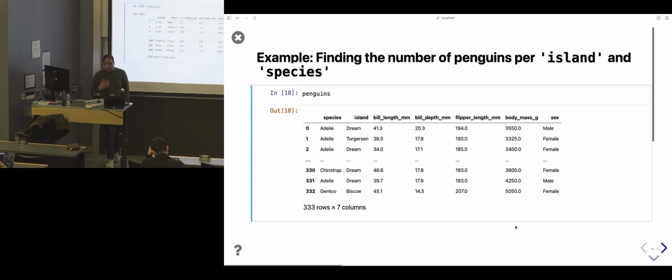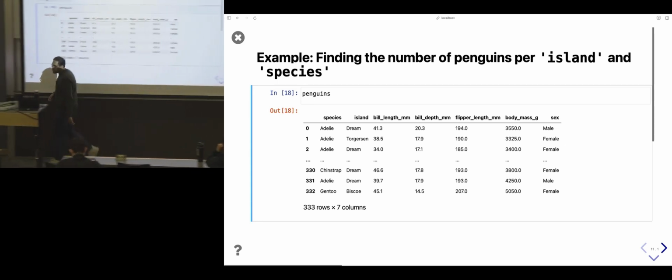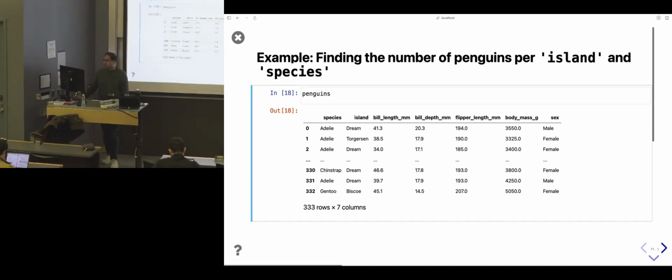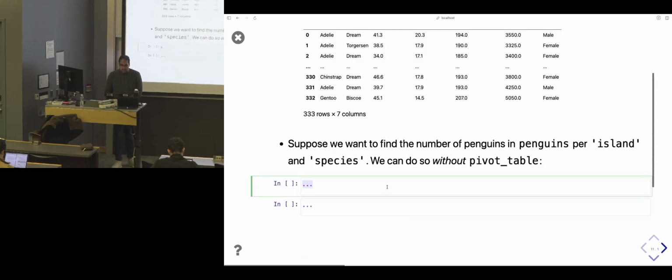All right, let's take a look at another example. The previous example we saw found the average body mass for different combinations of species and sex. Now I want to find the number of penguins per island and species. Note that, again, this doesn't really require a pivot table.